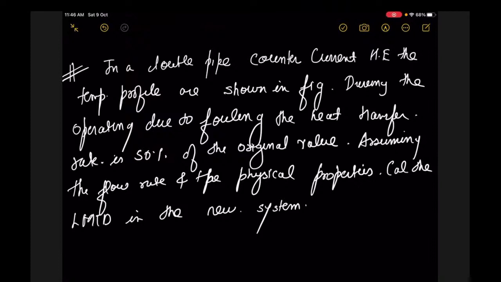Solve this. In the previous question the LMTD was the same, in this question the LMTD is not the same, so you can't cancel directly here. Okay, you can't cancel those terms directly here.